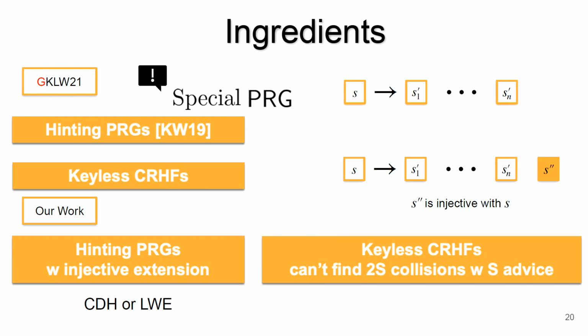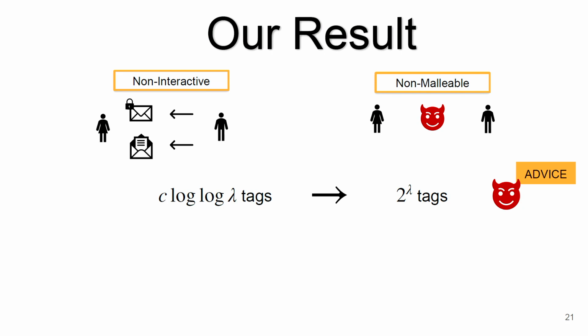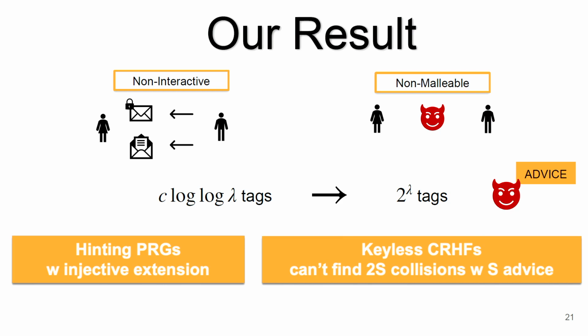And the second primitive is the keyless collision-resistant hash function, which has this property that given s bits of advice, you should not be able to output more collisions. So I'll just leave the results slide on the page, where we built these non-interactive, non-malleable commitments, where we did a tag amplification procedure and proved security against non-uniform adversaries using these two objects.